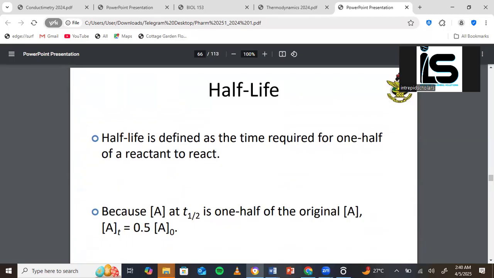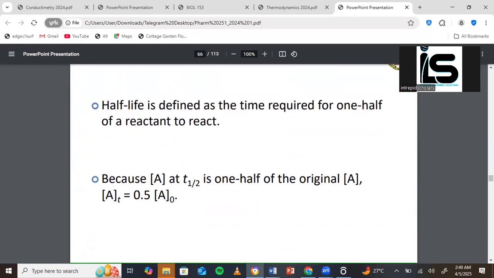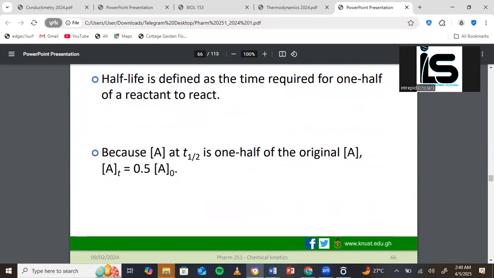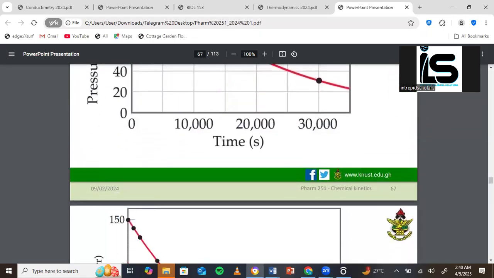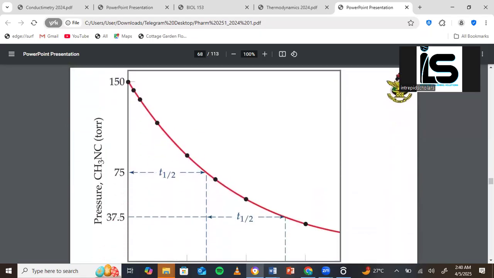Half-life is defined as the time required for half of the reactants to react, right? Yes. And so we have ways of using half-life, very simple. Usually half-life means the amount at that time is half of the initial amount, right? And so if you have a graph like this, graphically, if we have an initial 150, the time the reactant takes to get to 75 is the half-life.